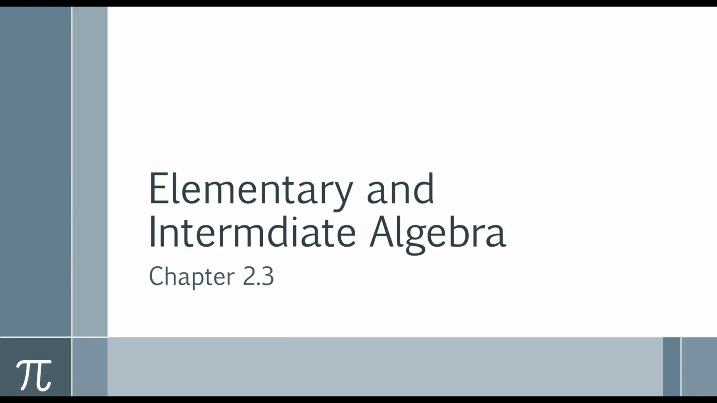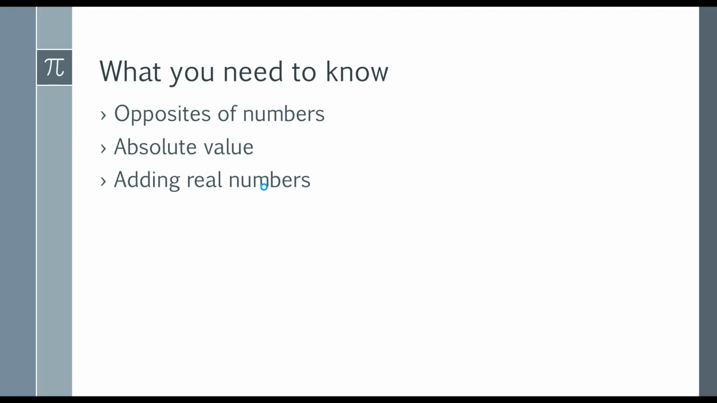Welcome to Elementary and Intermediate Algebra, Chapter 2.3. In this chapter, you need to know the opposites of numbers, absolute value, and adding real numbers.